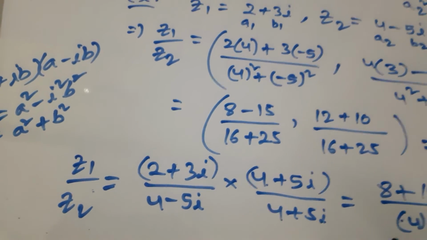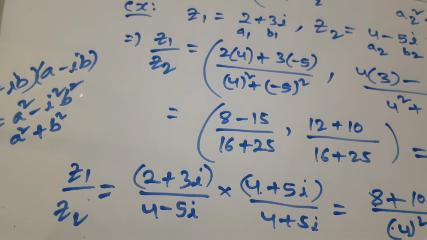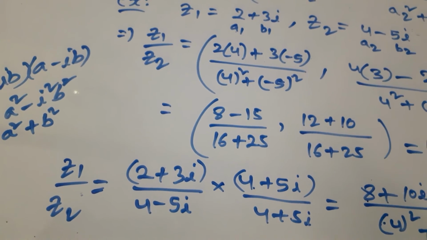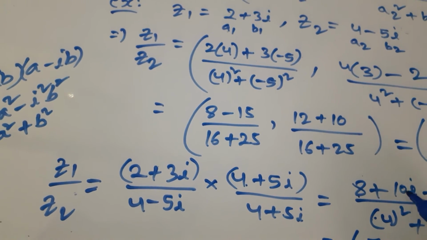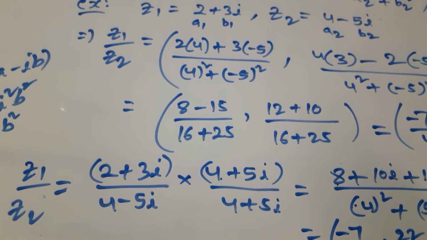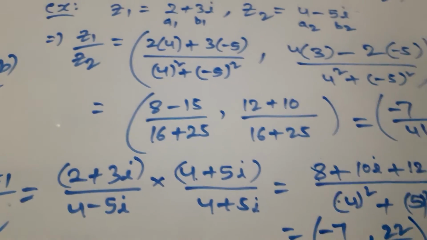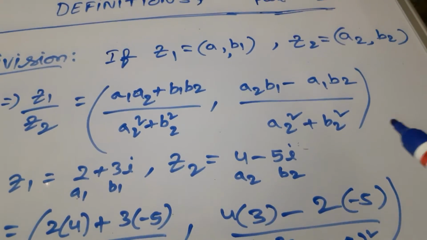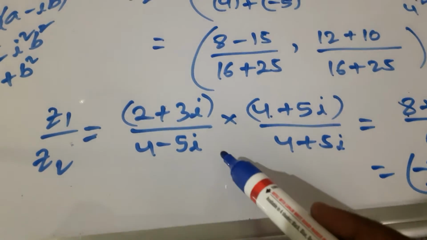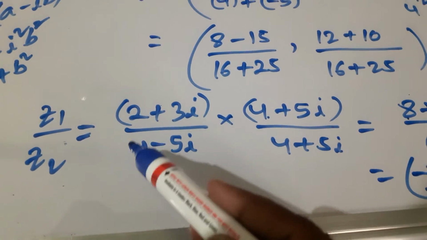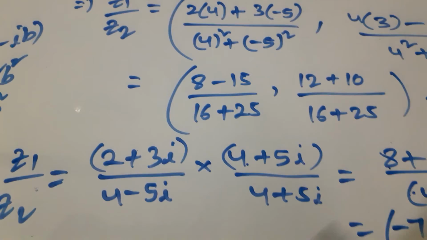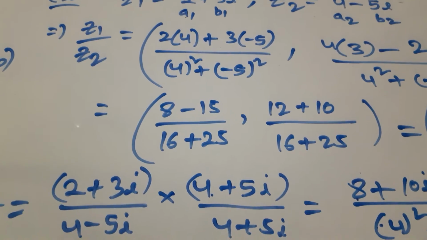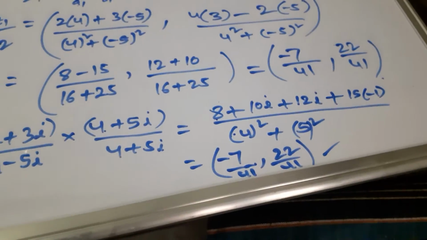So after simplifying, 8 minus 15 we are getting minus 7 by 41, and this is 12i plus 10i, 22i. So 22 by 41, we are getting the same answer. We can do division with the help of this formula, or we can multiply and divide by the conjugate of this denominator. So let us see what is a conjugate of a complex number later. This is the multiplication.